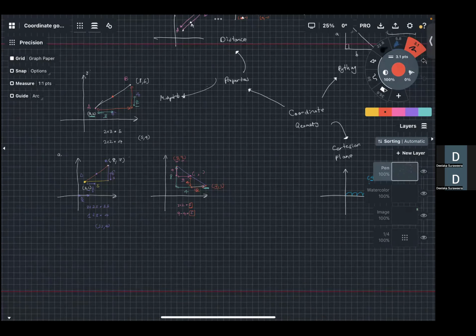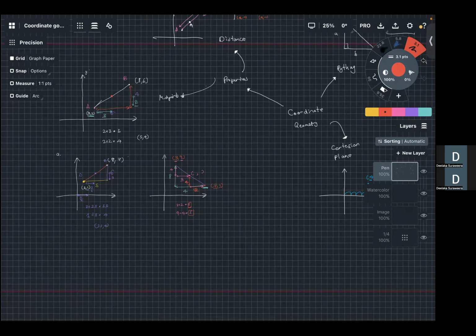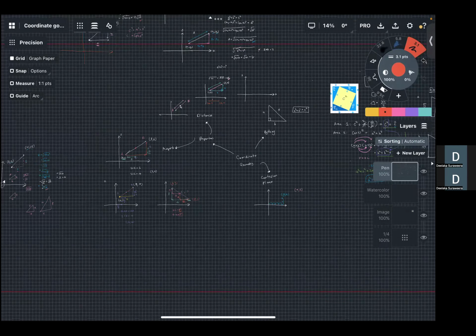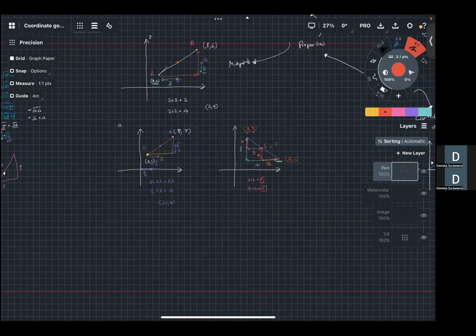Okay, let's come back to midpoints. Now, there's a formula for midpoints as well, which I will pass along.